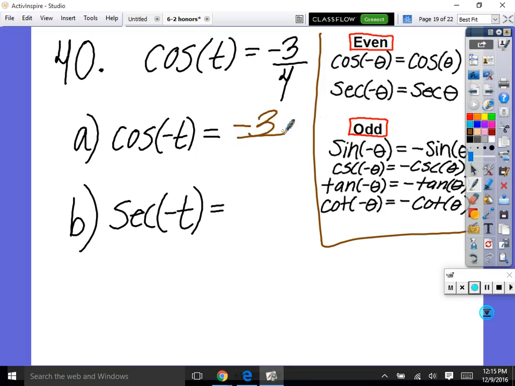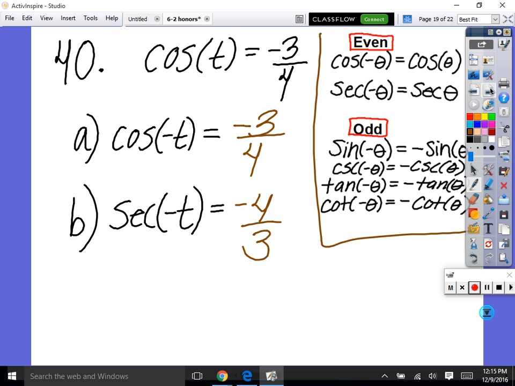This is saying, so cosine, if we plug in a negative, we get out the same function, correct? So here's our original, we plugged in a negative, we're going to get out the same function. Does everybody understand? Okay, so then secant of negative t, secant is just the reciprocal of cosine, so that'd be -4/3. Yes.